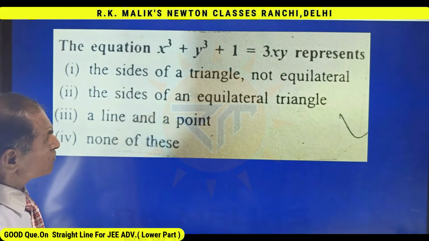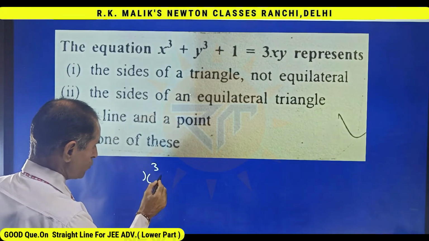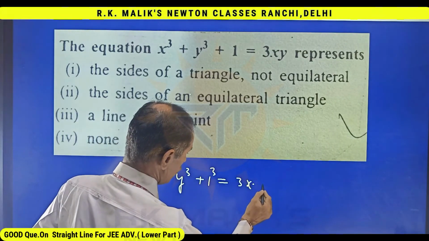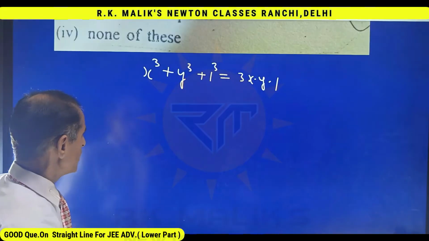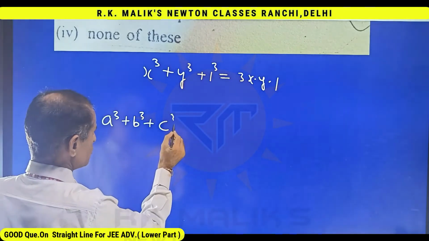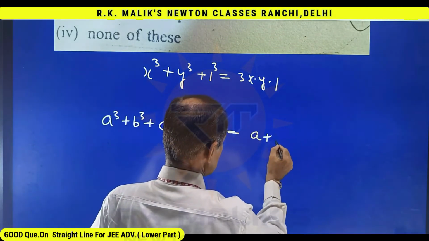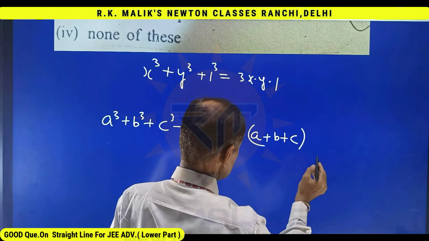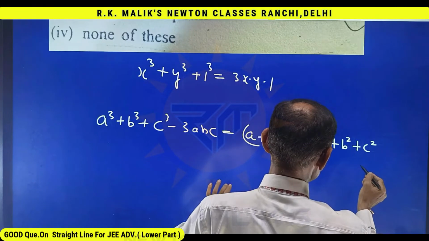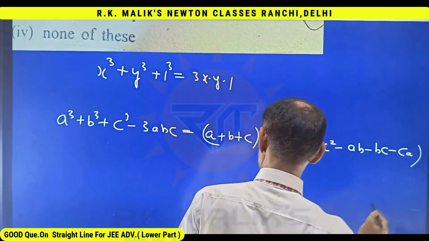Fourth, none of these. If you see carefully, this is of the form x cube plus y cube plus 1 cube equal to 3 into x into y into 1. And we know that a cube plus b cube plus c cube minus 3abc is equal to (a plus b plus c) into (a square plus b square plus c square minus ab minus bc minus ca).